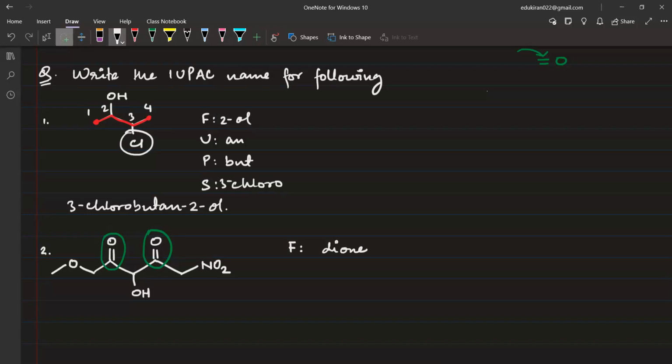Now, whenever you write the functional group and everything, please have a margin here. Okay, so please have a margin like this, so that you can write the numbers later. Okay, so it will be dione.